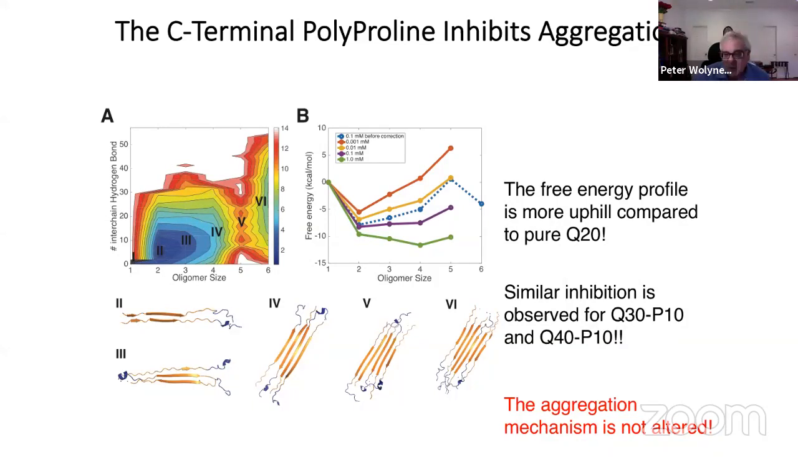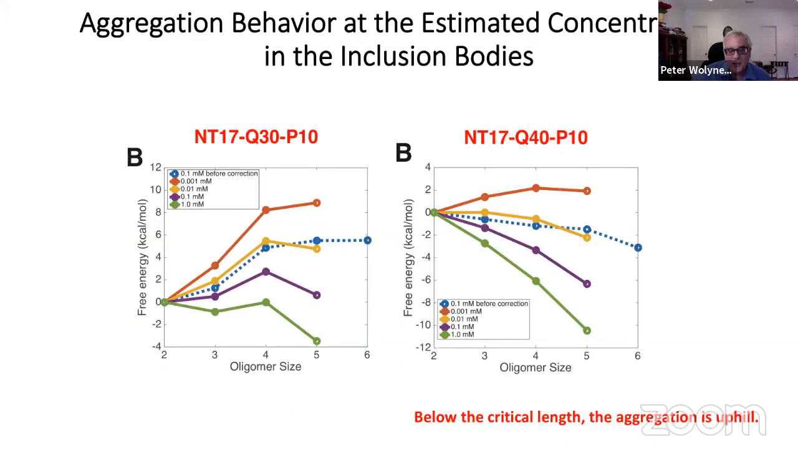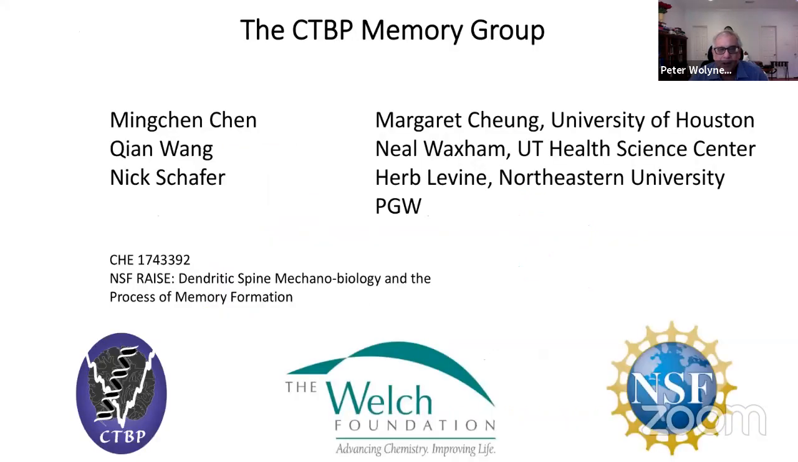Overall, the aggregation mechanism is what we saw in the movies for the pure poly-Q. And we can now estimate, because we can do things quantitatively, the critical length at the concentration that we have in inclusion bodies. And interestingly, it comes out to be somewhere between 30 and 40. This would explain all this thing together, gives a good estimate of the length where you're going to have problems with aggregation. So I think I'll stop there.